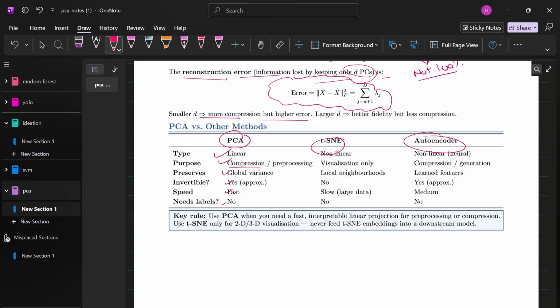Now t-SNE is a non-linear technique. It is great only for visualization, making beautiful 2D plots of your data, but the key warning is: never use t-SNE as an input to your model. It is only for looking at, not for feeding into algorithms.